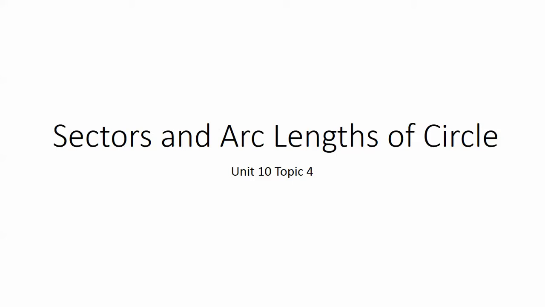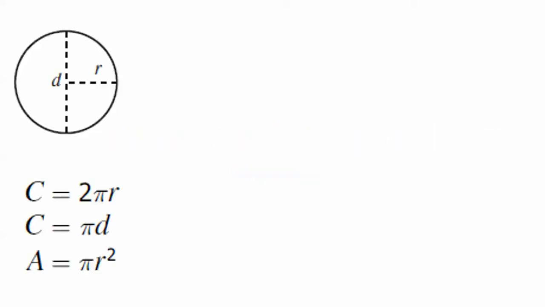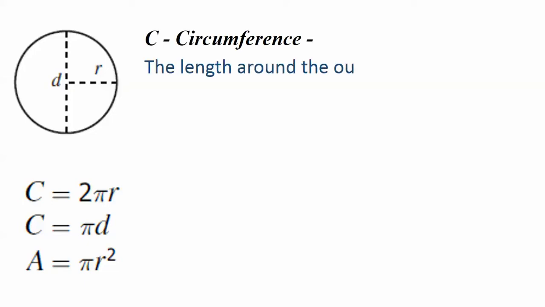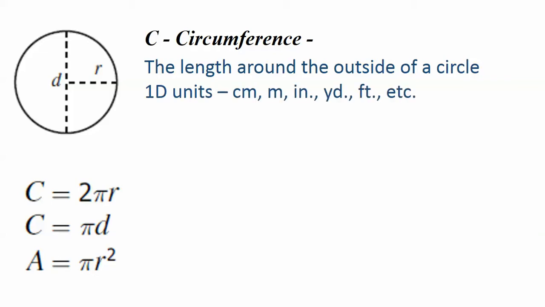Sectors and arc lengths of a circle. Unit 10, Topic 4. Here we have that circle from our formula sheet. And this letter C stands for circumference, the length around the outside of a circle in one-dimensional units: centimeters, meters, inches. You can trace it with your finger.